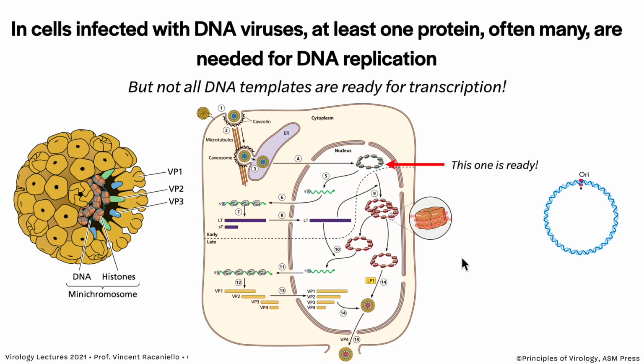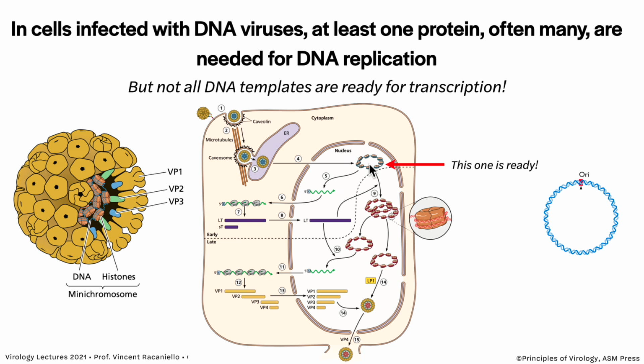And this is important because if the DNA is wrapped around too tightly, you can't get transcription. So there's a lot of gene regulation at the level of tightening or loosening up the DNA wrapped around histones. But polyomaviruses enter the cells and put their DNA in the nucleus, and it is ready for transcription because it is double-stranded, it is chromatinized.